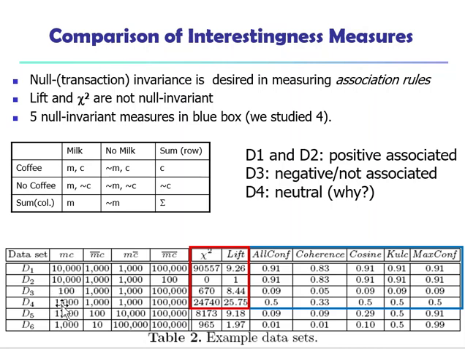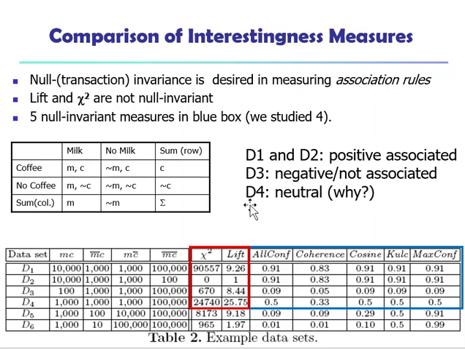And D4, what we see is all those three numbers are the same. So the same number of people buying milk but not buying coffee, as the number of people buying coffee and not buying milk, as the people buying coffee and milk. Therefore, we can say those two things are neutral. They're independent. Milk buying and coffee buying don't influence each other.